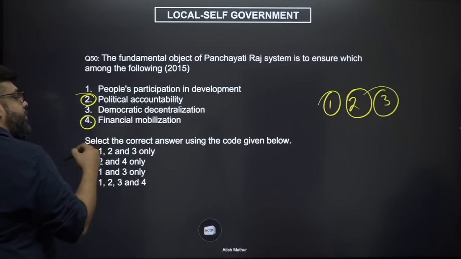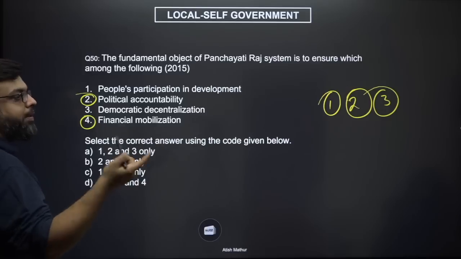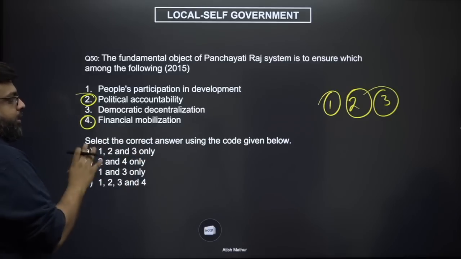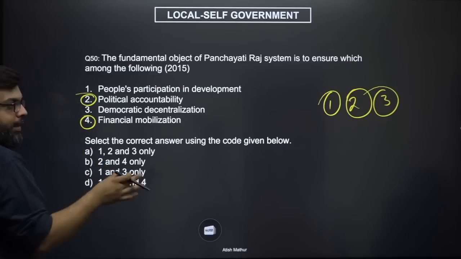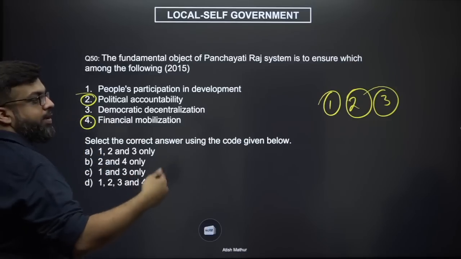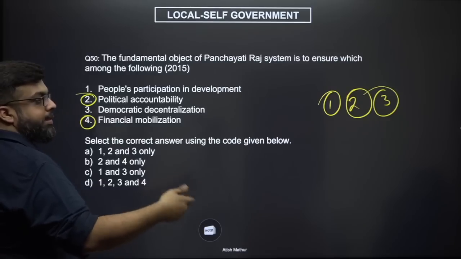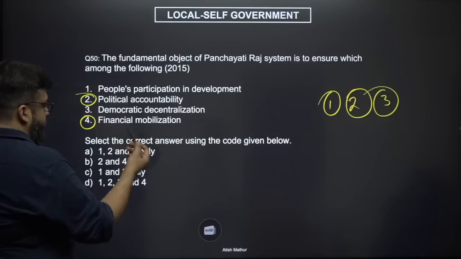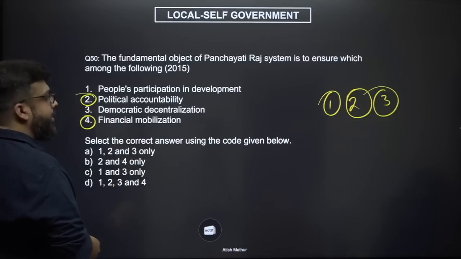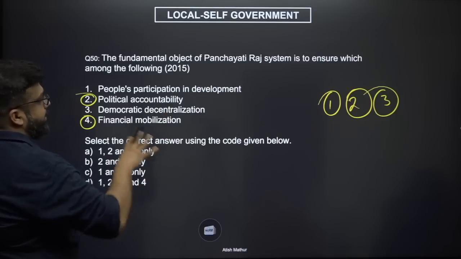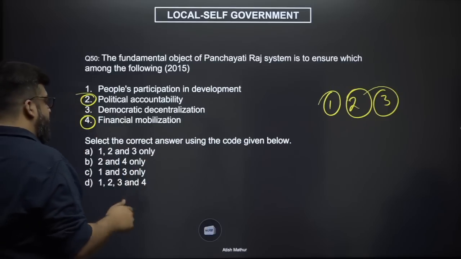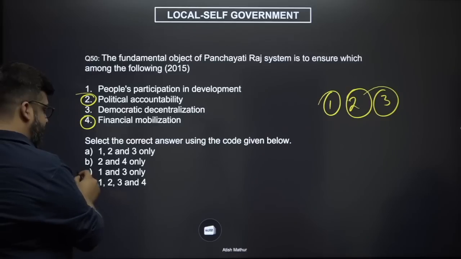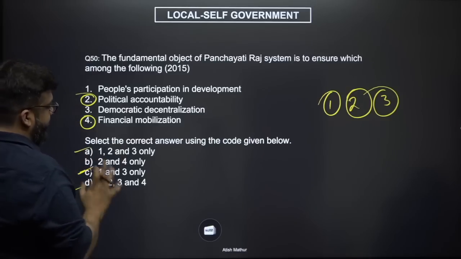Financial mobilization will depend on the will of the people, right? And financial mobilization would mean moving of money from A to B. Here we are talking about giving more financial powers to panchayats if the state wants to. So 2 and 4 definitely seem to be wrong. Democratic decentralization and people participation sounds undeniably true. So anything which has 1 and 3 must definitely be correct, right? So 1 and 3 is definitely correct.